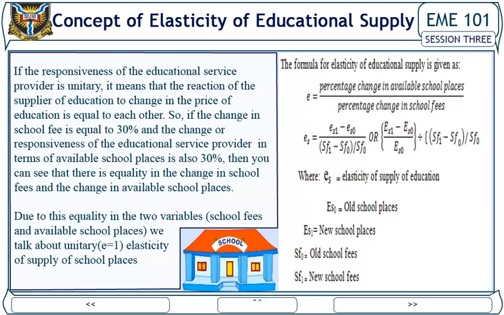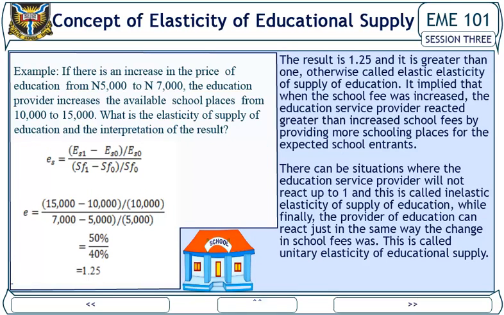elasticity of supply of education, old school places, new school places, old school fees, new school fees. Example, if there is an increase in the price of education from 5,000 naira to 7,000 naira, the educational provider increases the available school places from 10,000 to 15,000. What is the elasticity of supply of education and the interpretation of the result?